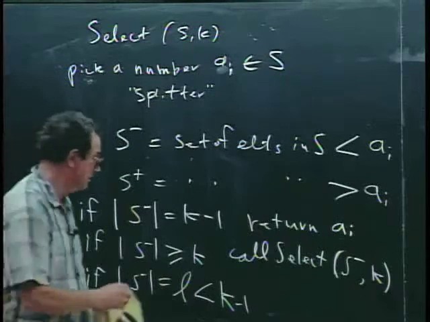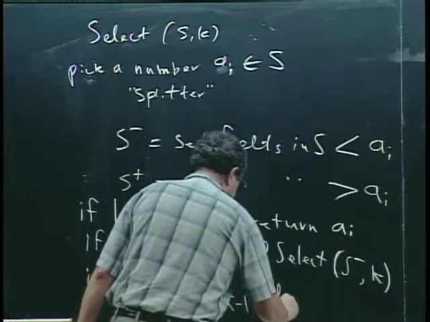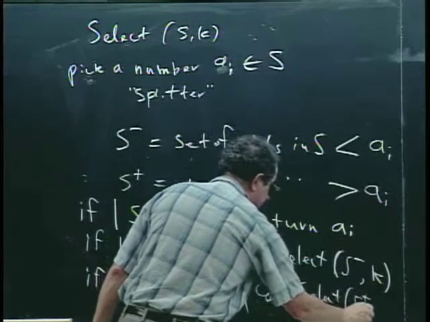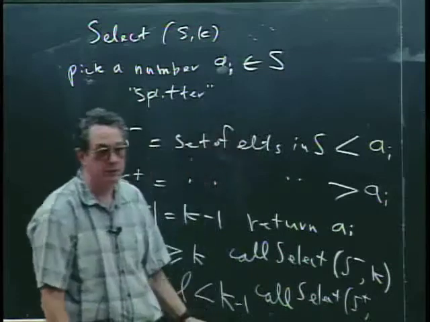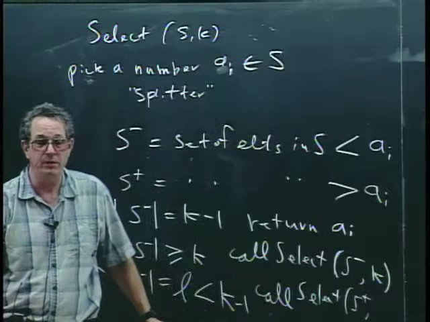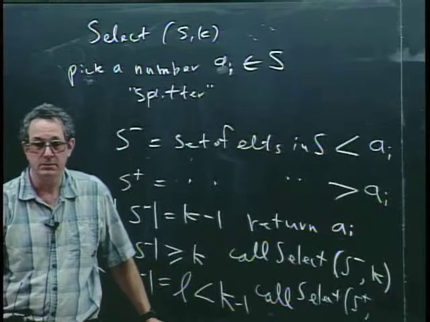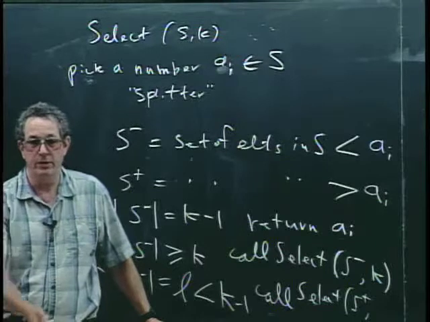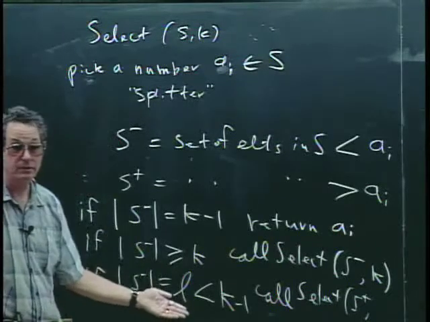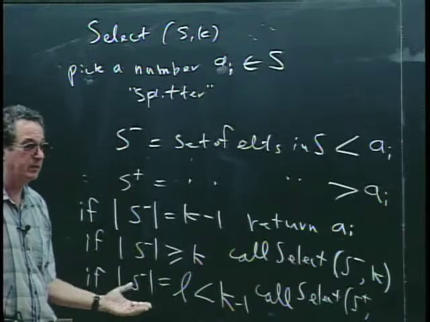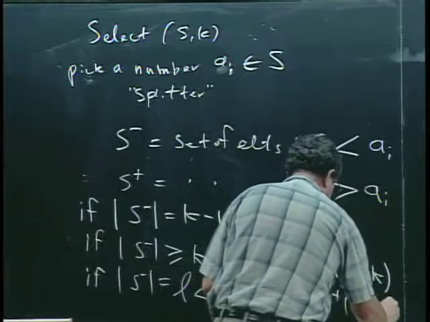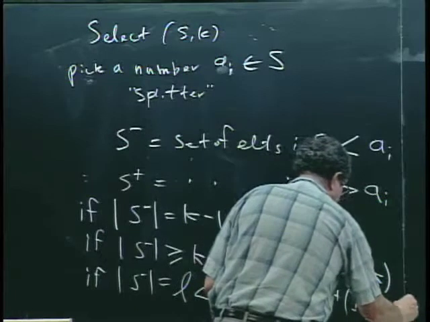It's in S plus. So in that case, we're going to make another recursive call to select, this time on S plus. And what element are we looking for in S plus? Do we want the kth smallest in S plus? No, because we already know that S minus has some size, and the kth smallest is not in there. So now, for the kth smallest, it's K minus 1 minus L.